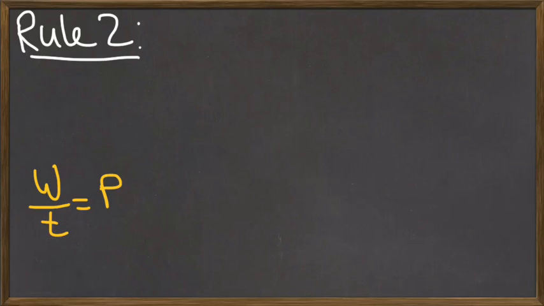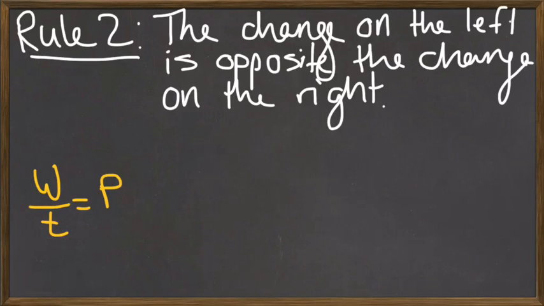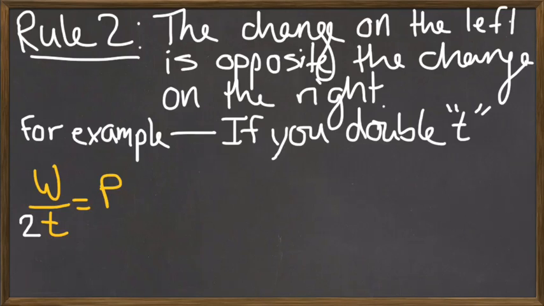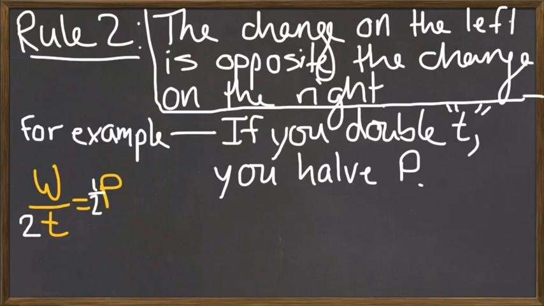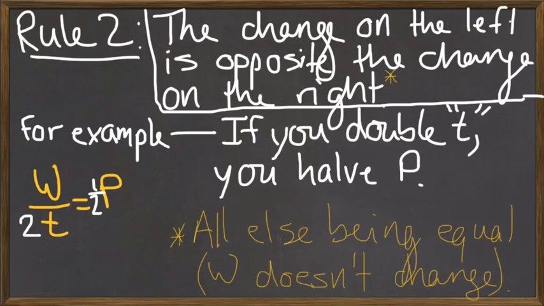Rule 2 applies to equations of type 2. In Rule 2, the change on the left is going to be opposite to the change on the right. So, for example, if you double t, if you double the time, you halve p. The change on the left is the opposite of the change on the right, the reciprocal. Again, we have the exception that work can't change. If work does change in the problem, then this rule does not apply.